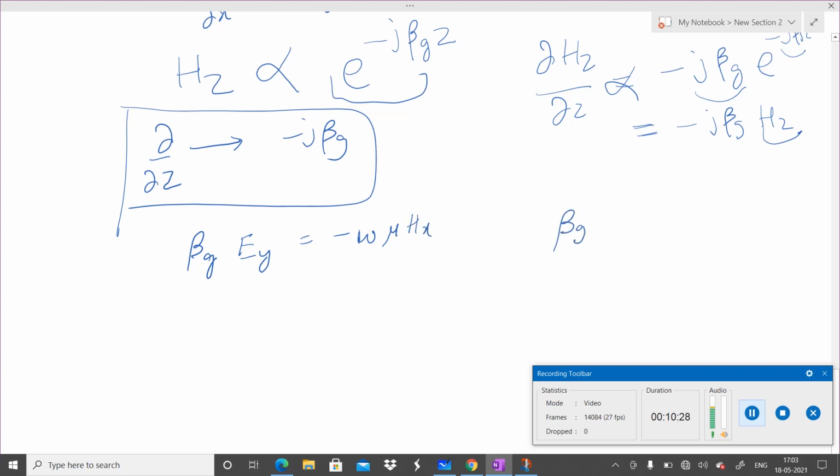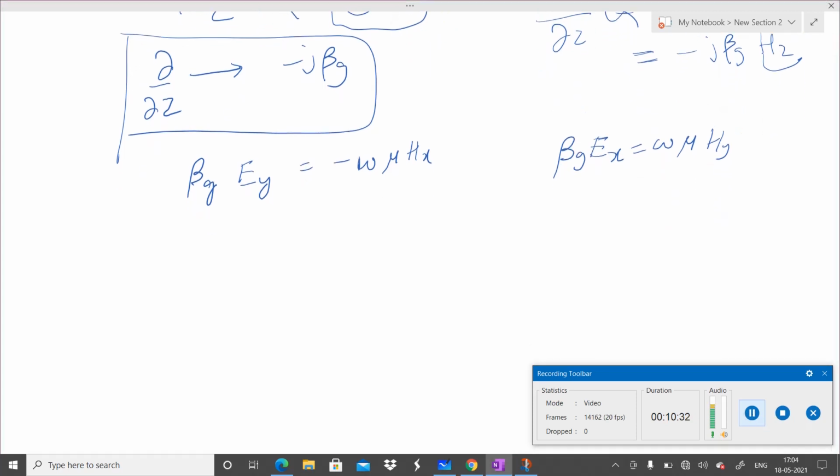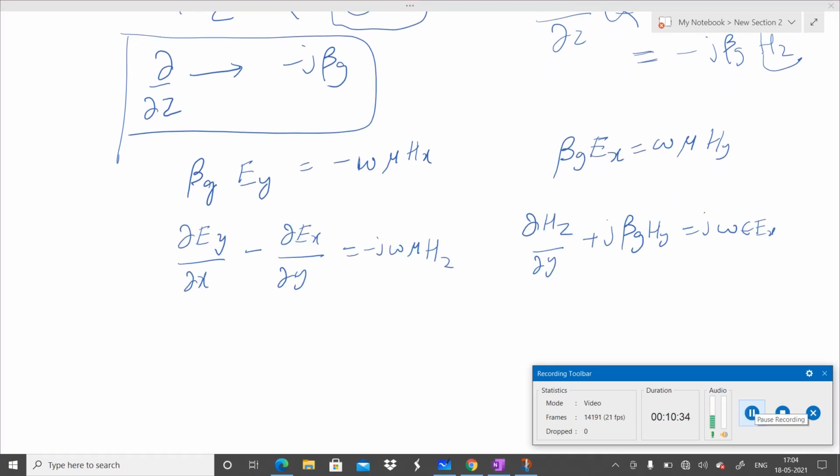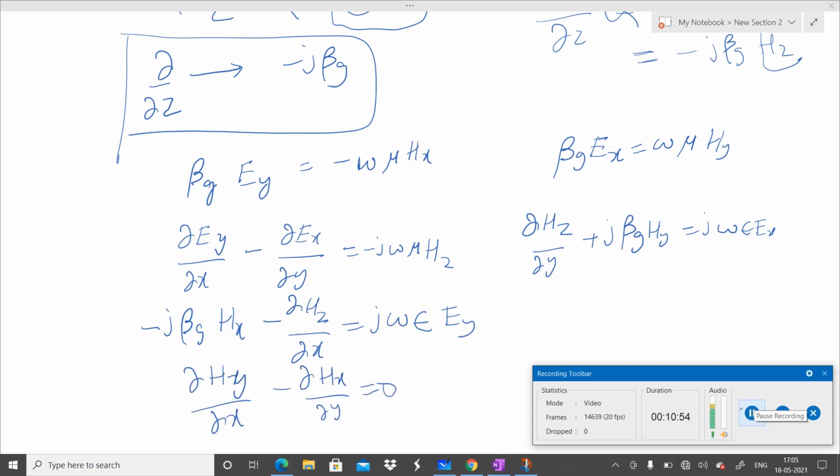Similarly, beta g ex is omega mu hy, and similarly the differential equation will simplify. Okay, so these will be the equations after putting ez equal to 0, and we will have a couple more equations. Minus j beta g hx minus this term, and the final equation will be the same except ez, and here is this equation.